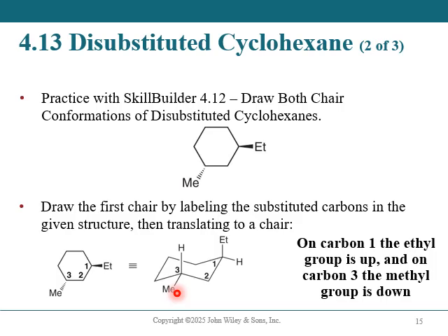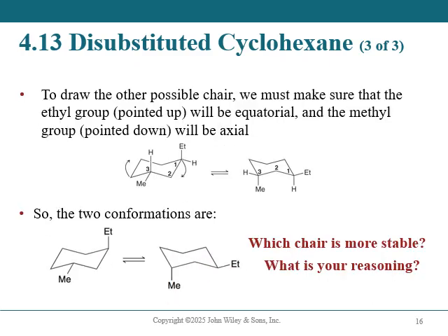Now what would be the other option? The other option would be to switch these two. Ethyl would be equatorial, methyl would be axial. That would be a ring flip, so to speak, which is what we see here. To draw the other possible chair, we must make sure that the ethyl group will be equatorial, the methyl group will be axial, like we just said.